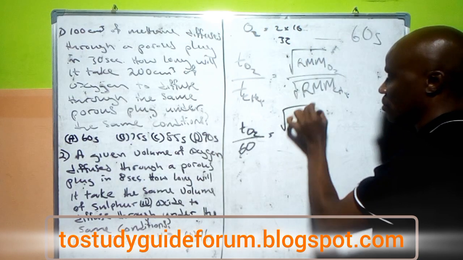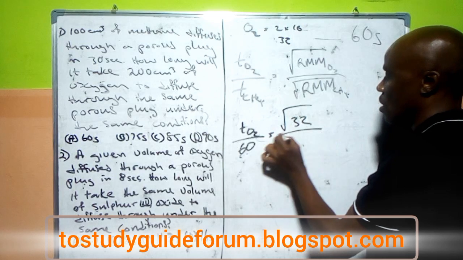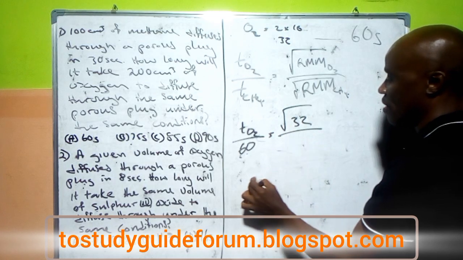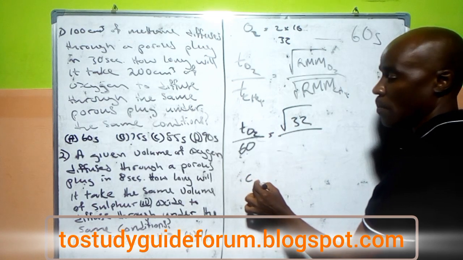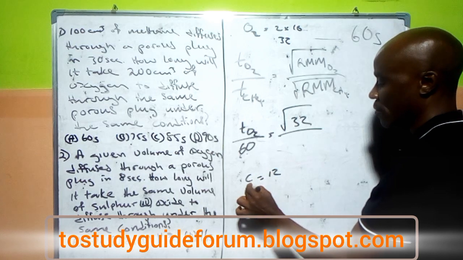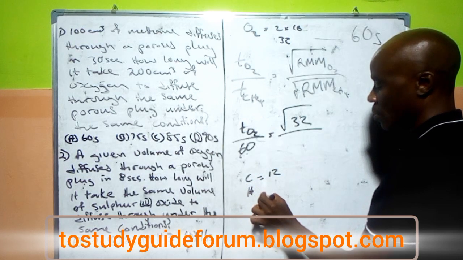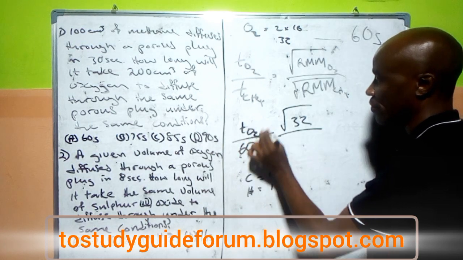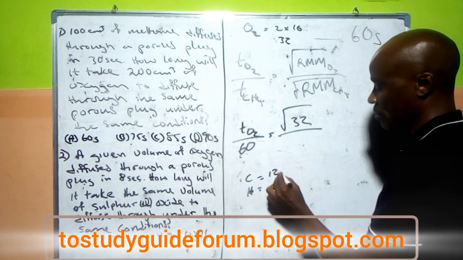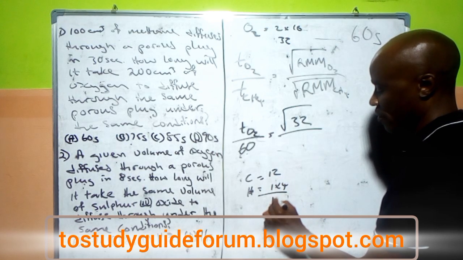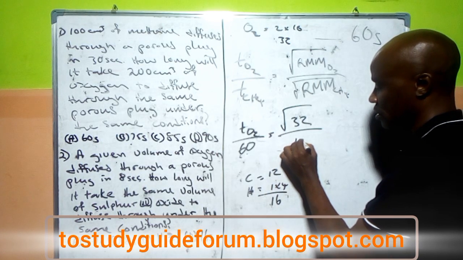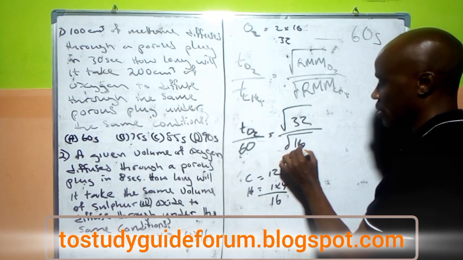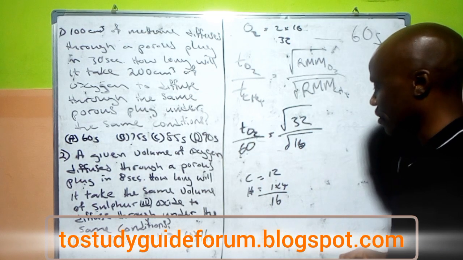That means what we have here is the square root of 32. And then methane: carbon is 12, hydrogen is 1, but hydrogen is 4 in methane. That means 12 plus 4 everything will give us about 16. Then the square root of 16. So that's what we have here.